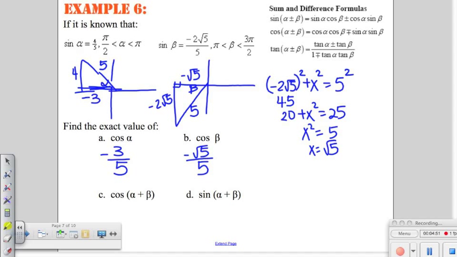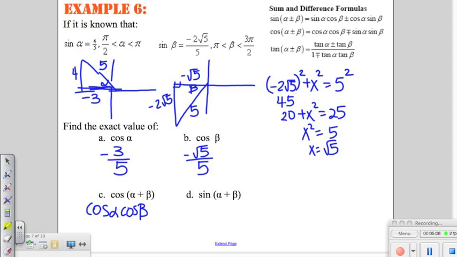The next one's cosine of alpha plus beta. Now, I'm going to have to use my answers from above to fill these in. Cosine of alpha plus beta, if I remember the formula, means I'm going to have cosine alpha, cosine beta, minus sine alpha, sine beta. I'm going to need to plug in what I know and simplify from there.